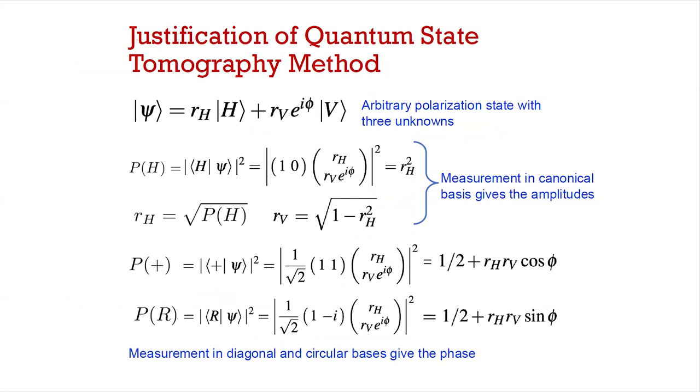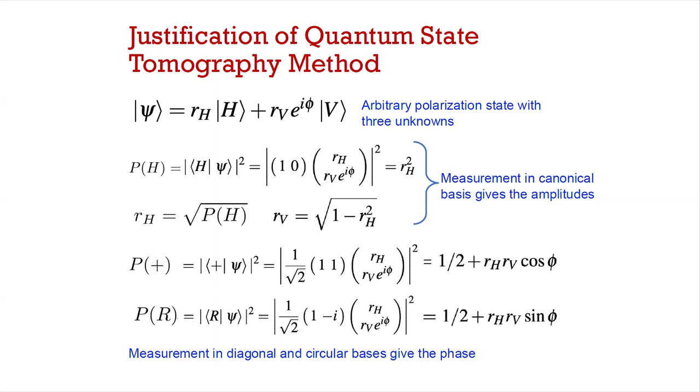How does it work? Why do you need lots of polarization measurements? So this is my unknown state. How many unknowns do I have? I have two real amplitudes and one relative phase. Global phase is not important. So I have three unknowns. If I only discriminate H and V using a single polarizing beam splitter, I will have one unknown left. That's why I go to the other polarization bases, like diagonal and circular.